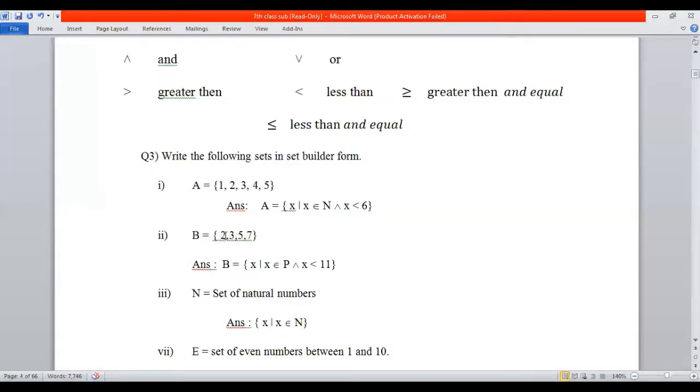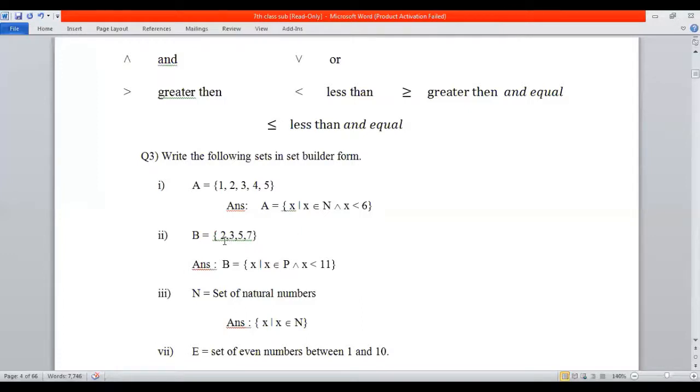So 2, you know, is the only even prime number; the rest of the prime numbers are odd. So the presence of this 2 in the set shows that this set is the set of prime numbers. So what type of prime numbers? The first prime number is 2, you know that. The set of prime numbers is 2, 3, 5, 7, 11, 13, 17, 19, 23 and so on.